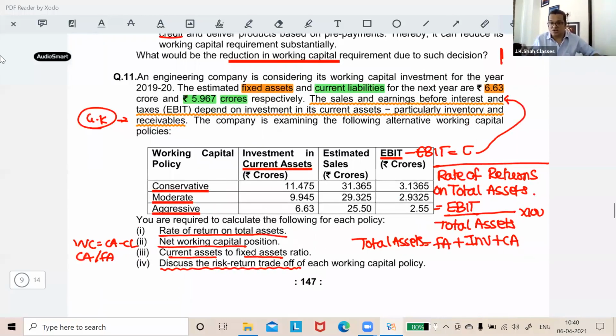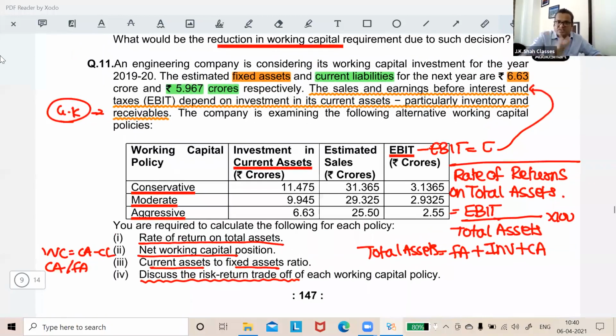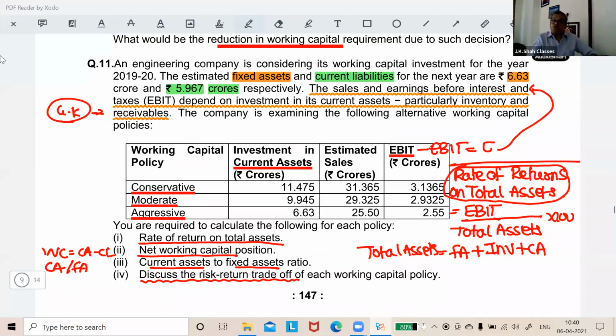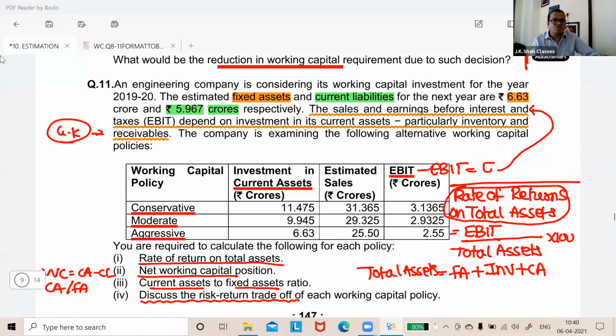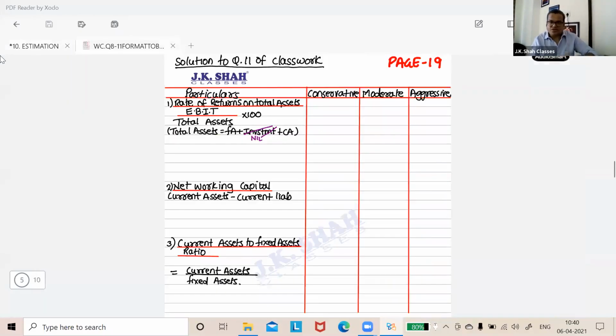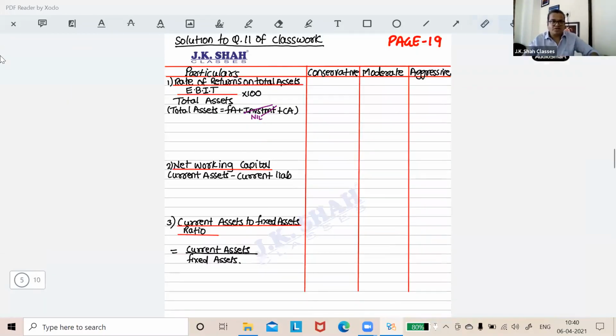Guys, after this, we will be doing receivable management. Then gradually we'll be doing accounting ratios. In accounting ratios, we will be discussing rate of returns on total assets at length. So not today. So let's go to the solution. I hope at least you have written this formula. So let's go to the solution. What we have to do, we just have to calculate all this, right? So let's go ahead.